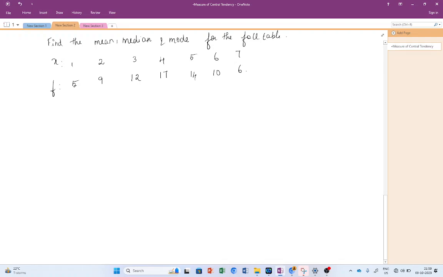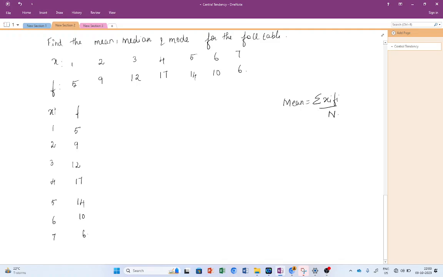You are asked to find the mean, median and mode. So first you have to write it in column wise. So 1 2 3 4 5 6 and 7. Next one is your f value, that is your frequencies values 5 9 12 17 14 10 and 6. Okay, so now first we are going to find the mean. So mean is calculated as summation of xi fi divided by capital N.